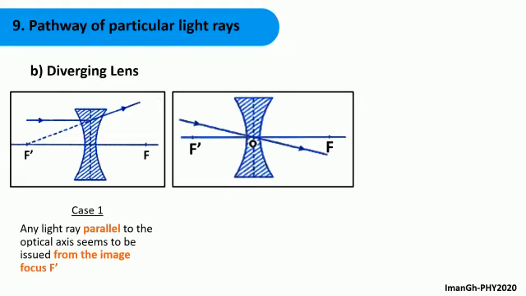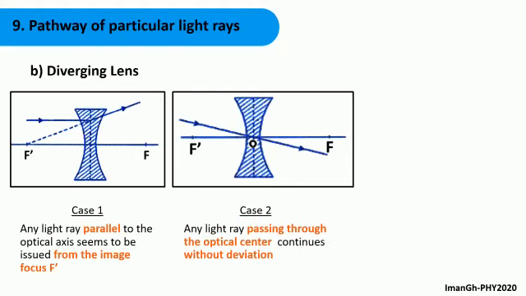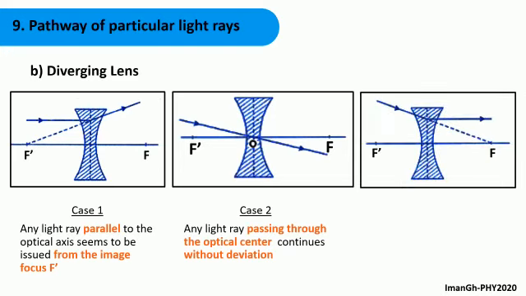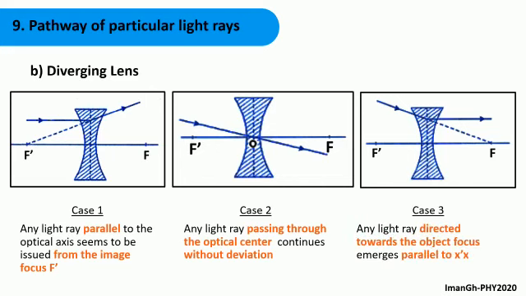Similarly to a converging lens, any light ray directed towards the optical center O will continue without any deviation. In the third case, a light ray that is directed towards the object focus F will leave the lens parallel to the optical axis. Observe the figure well. So we say that any light ray directed towards the object focus emerges from the lens parallel to the optical axis X'X.